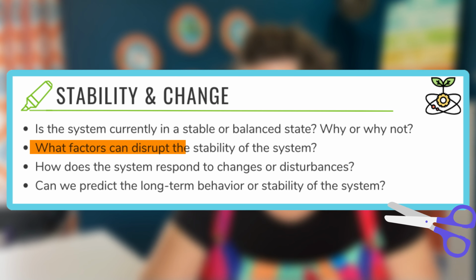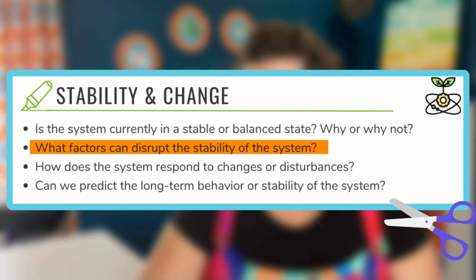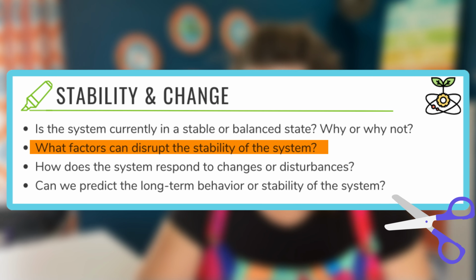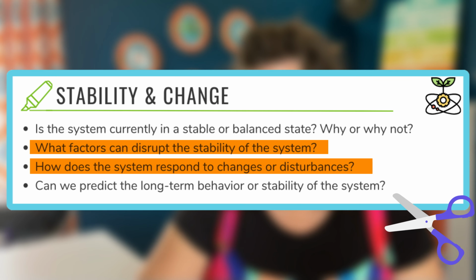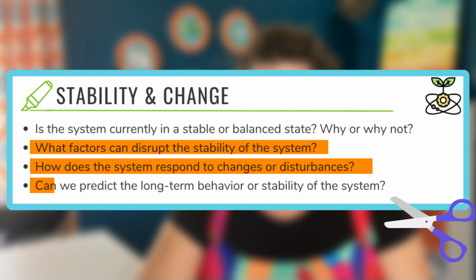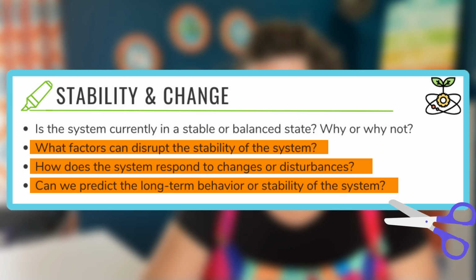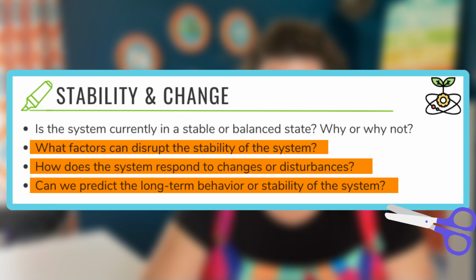What factors can disrupt the stability of the system if it was stable? How does the system respond to changes or disturbances? And can we predict the long-term behavior or stability of the system?